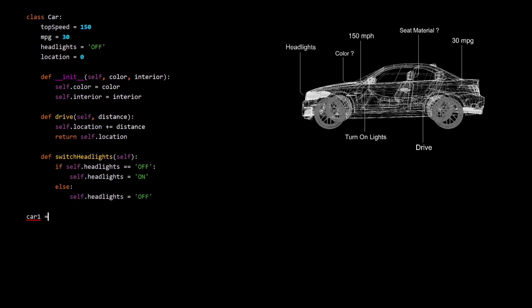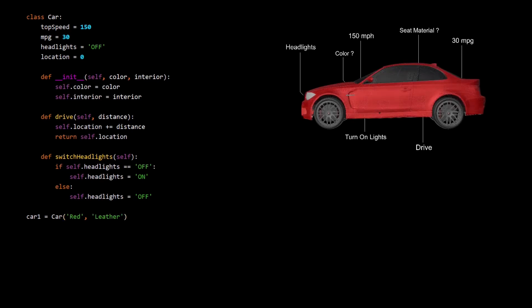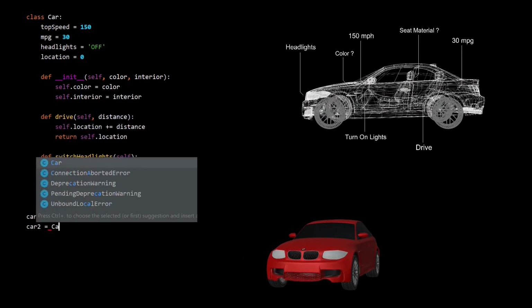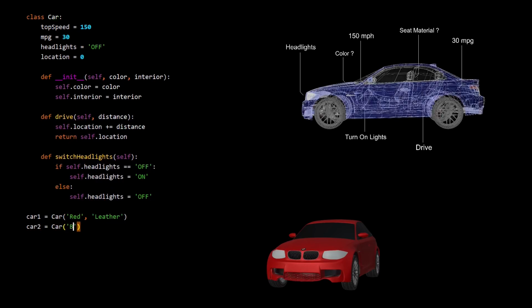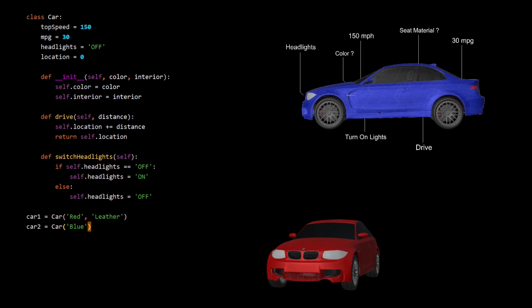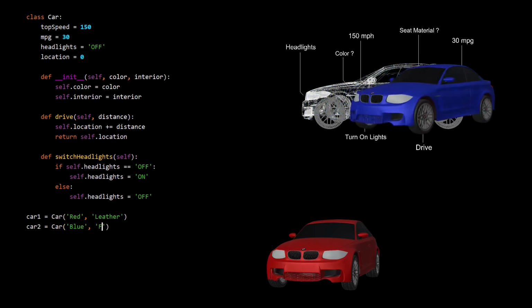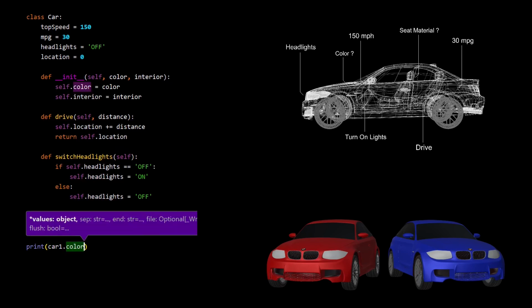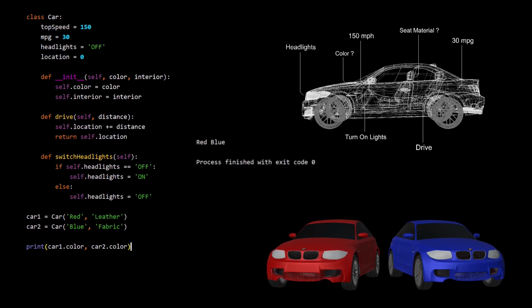So let's build one. The way to instantiate a class, or build a car in this case, is to just call the class and pass the parameters. So if I just call car and pass, for example, red and leather, I will build a red car with leather interior. Similarly, I can define another car. Let's make this one blue with fabric interior. Remember how earlier we were not able to print out the color from the class? Now let's try to access the color attribute for these instances of the car. So if I print out car1.color and car2.color, I get red and blue as expected.